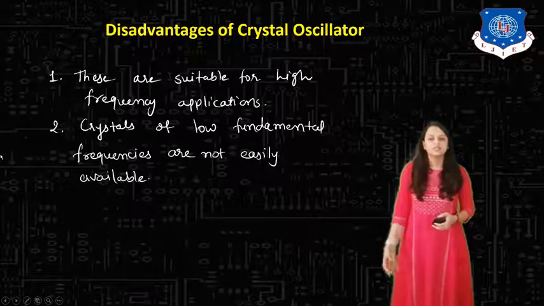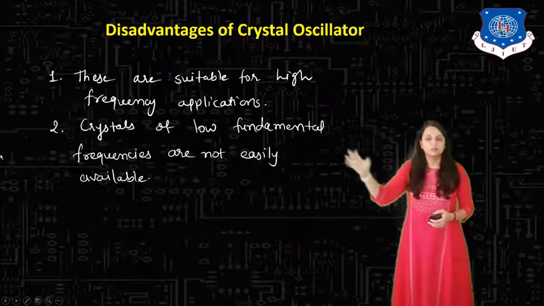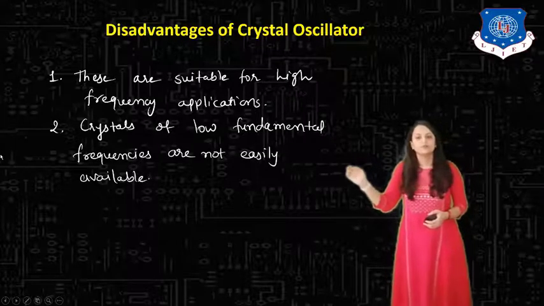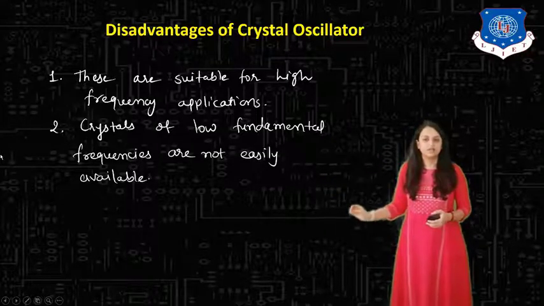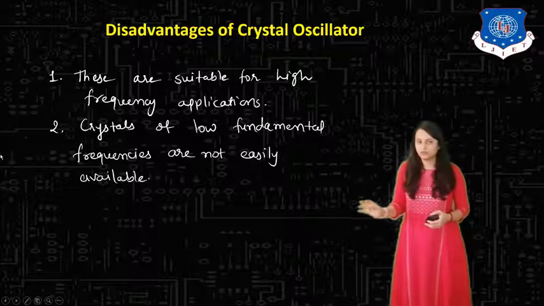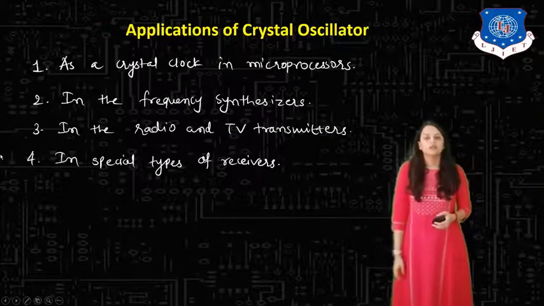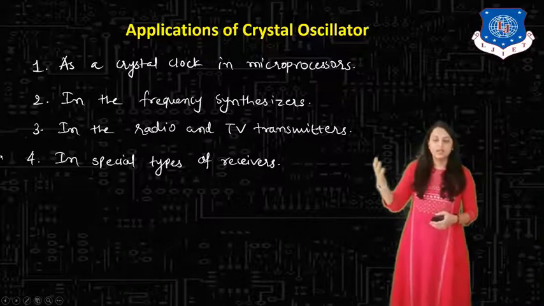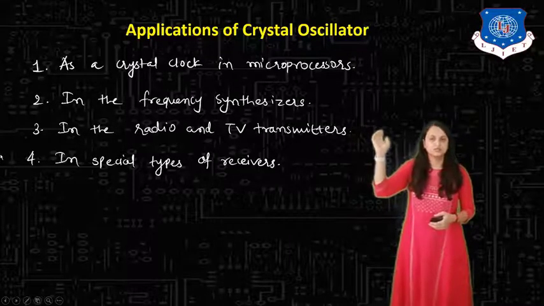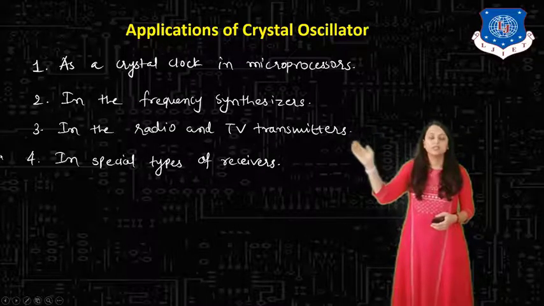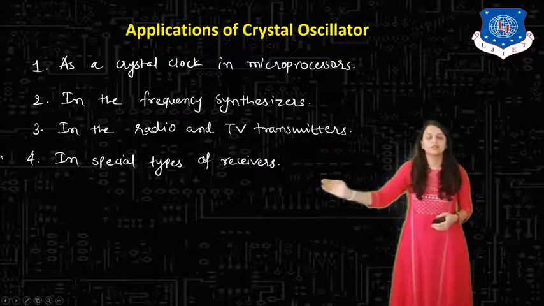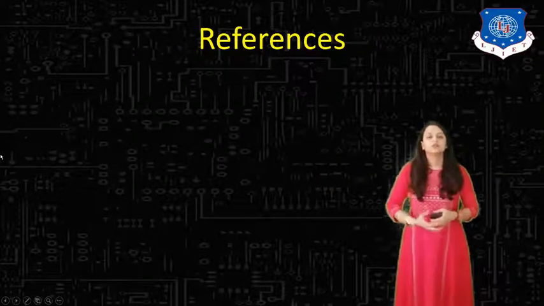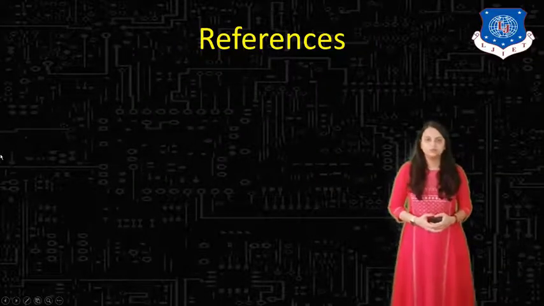The disadvantages are that they are suitable for high frequency applications, so we cannot use them for low frequency applications, and low fundamental frequency crystals are not easily available. Then we have seen the applications of crystal oscillators. We have seen that it can be used for microprocessors, in frequency synthesizers, in radio and TV transmitters, and special types of receivers. So I hope that crystal oscillators are clear to you now.